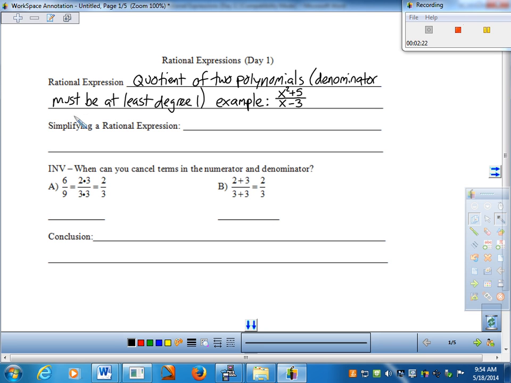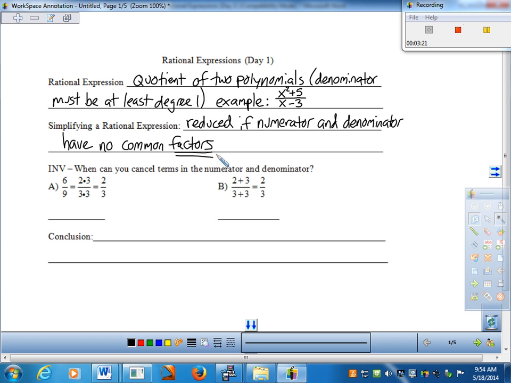Simplifying a rational expression is essentially reducing a fraction. So I'm going to write it like this. Our expression will be simplified or reduced if the numerator and the denominator have no common factors, and that's going to be the key. Everything is about factoring with these in order to simplify them. So underline that piece if you would.